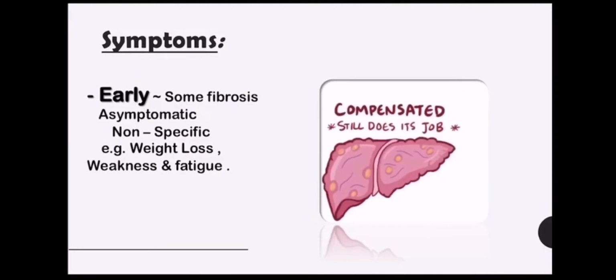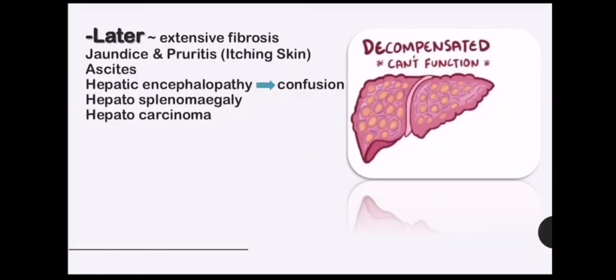So, what are the symptoms of liver cirrhosis? Early, with some fibrosis, it is asymptomatic or non-specific, for example weight loss, weakness, and fatigue. With extensive fibrosis, there are symptoms like jaundice, pruritus (itching skin), ascites, hepatic encephalopathy (confusion), splenomegaly, and hepatic carcinoma.